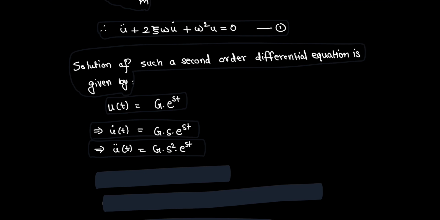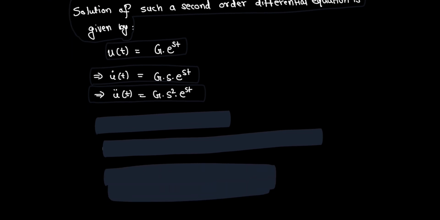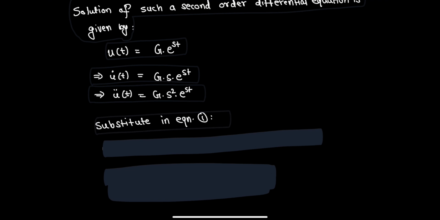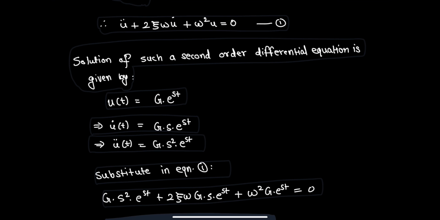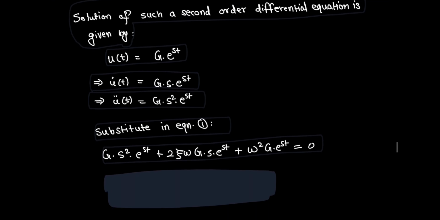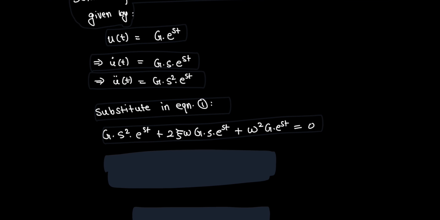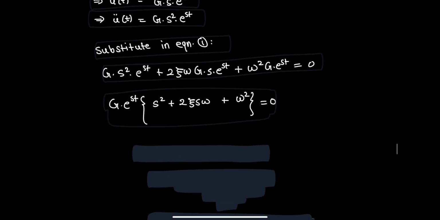u dot is s times of u of t, and u double dot is s square times of u of t. We substitute these in equation 1 and we obtain this expression. We take G into e raised to st as a common term outside. For this equation to be true at all instants of time, the bracket inside must be equal to 0.